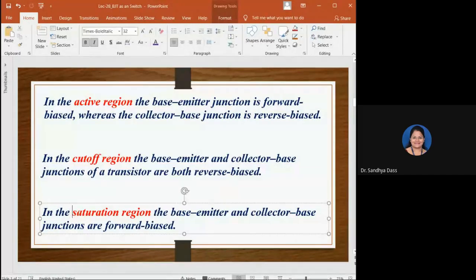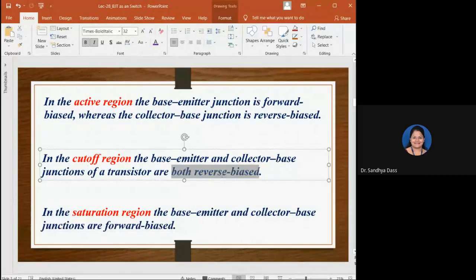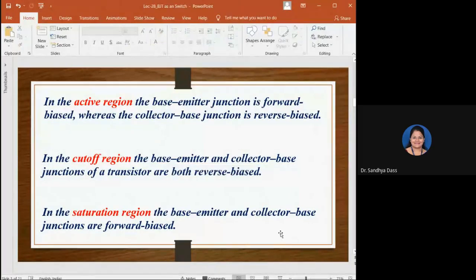And if you are saying BJT is operating in saturation region, then base emitter and collector base junctions, both junctions should be forward biased. Both junctions should be forward biased. Whereas in cutoff region, both junctions should be reverse biased. I hope you are able to recall the construction and biasing part there.